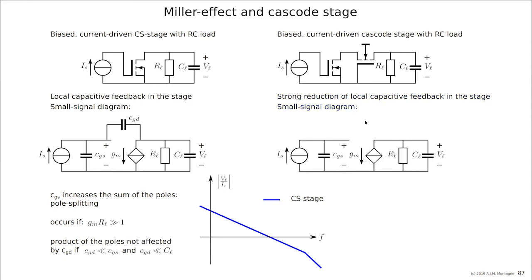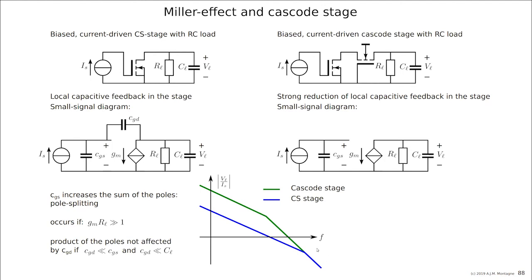So the small signal diagram looks like this. Very simple. Basically, you could say CGD now is, because of the short, in parallel with CGS. That's all. But there's an isolation. And the behavior is like this. The pole splitting is gone.